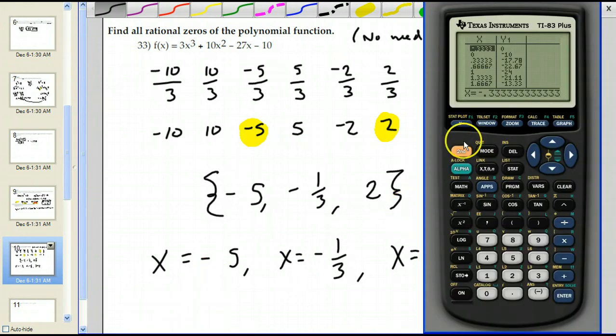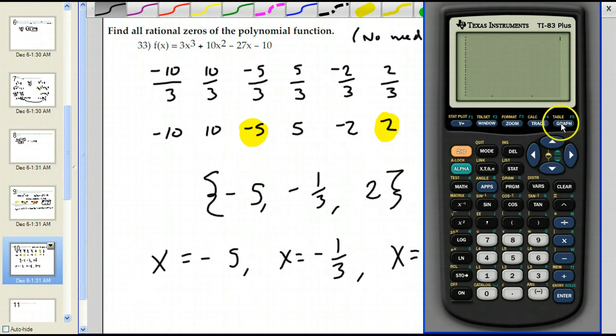One more way, there's never anything wrong with having too many ways to do it. If you actually graph this, I'll have to wait until this gets done so I can put it back in the standard window. Zoom 6 is your standard window. If you graph this, you can get your whole number values from the table, but we can see there is a third value.